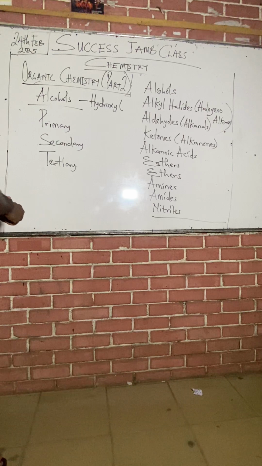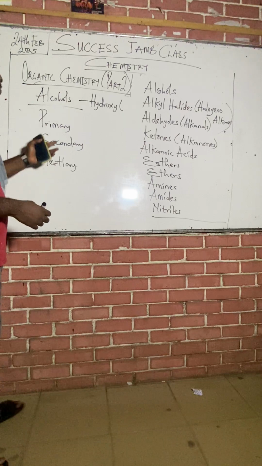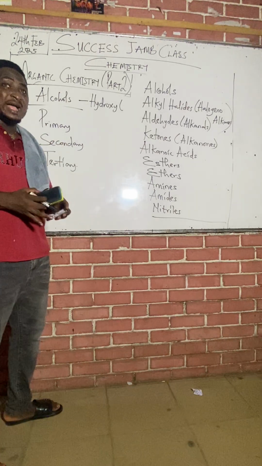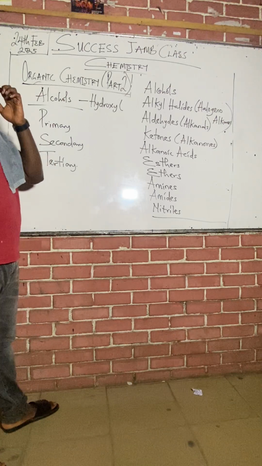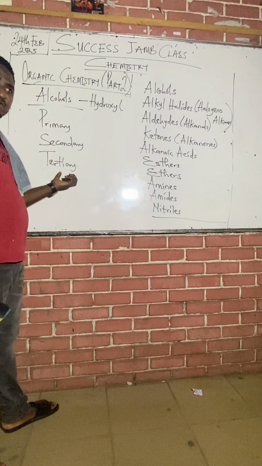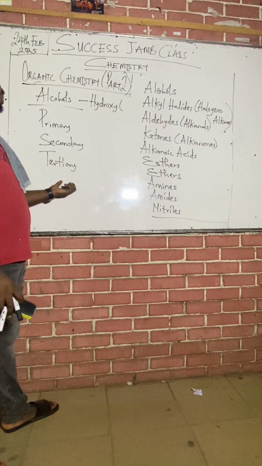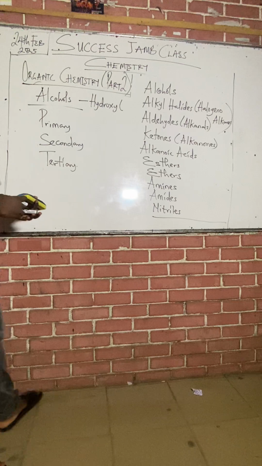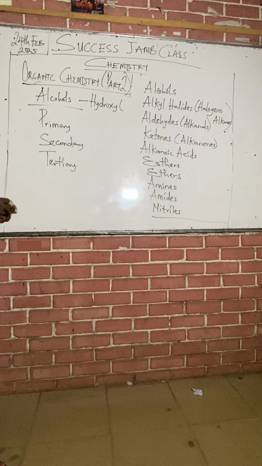For the classification, depending on what? The carbon bearing the OH group and the number of hydrogens contained in that carbon. We classify alcohols into primary, secondary, and tertiary depending on the carbon bearing the OH group and the number of hydrogens contained in that carbon.